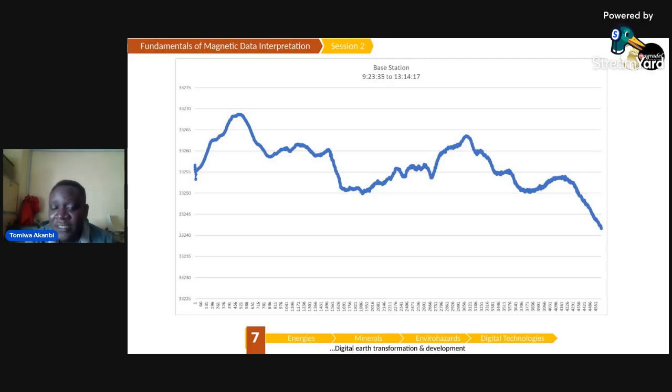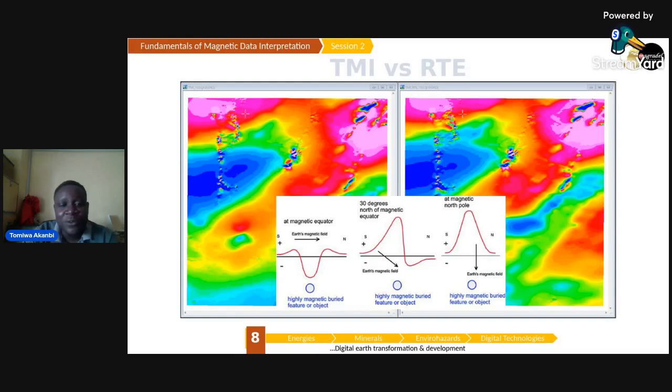You can achieve that using the rover method, where you don't have to be occupying your base station. But if it's just one magnetometer that you have, then before you even cover maybe 10 kilometers or 5 kilometers, you may spend close to 3 or 4 days. So depending on your budget, there are places where magnetometers can be rented if you don't have access to one of your own. All right.